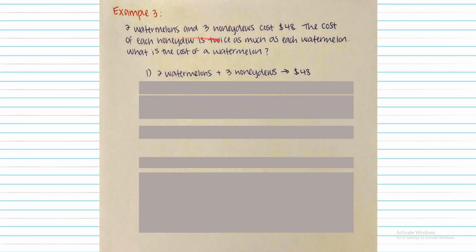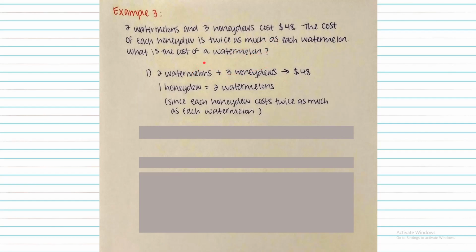Moving on to example 3. Two watermelons and three honeydews cost $48. The cost of each honeydew is twice as much as each watermelon. What is the cost of a watermelon? Again, we're going to write out our equations, so we have two watermelons plus three honeydews is $48. But we also have one honeydew equals two watermelons because each honeydew costs twice as much as each watermelon. From that, we can figure out that since the equation has three honeydews, that's equivalent to six watermelons. Since one honeydew is two watermelons, three honeydews is equal to six watermelons because three times two.